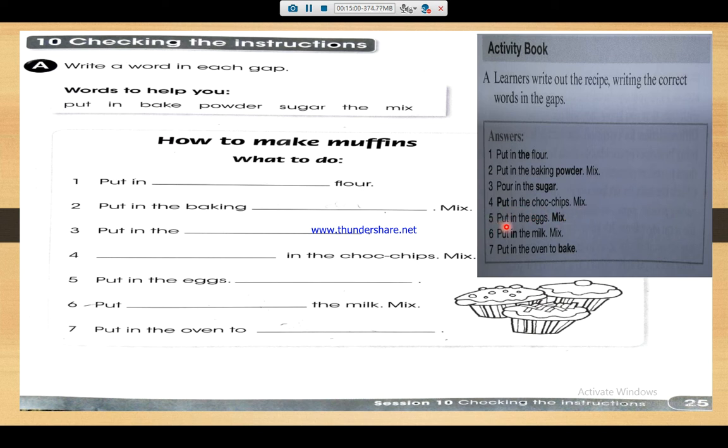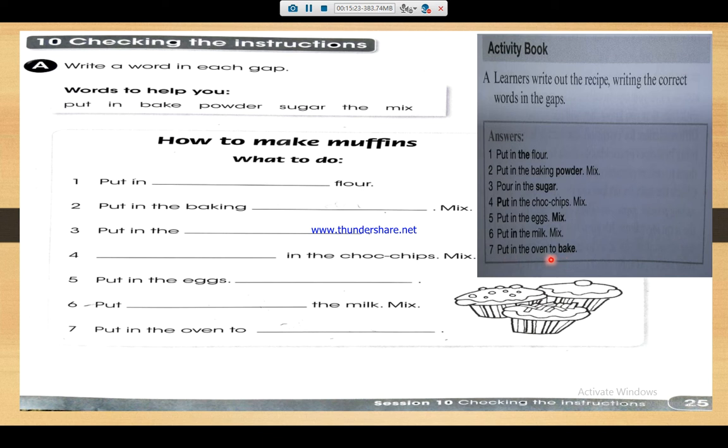Number 5, put in the eggs and then mix. So the missing word in number 5 is mix. Number 6, put in the milk and then mix. So the missing word is in. Number 7, put in the oven to bake. Bake. So the missing word is bake.